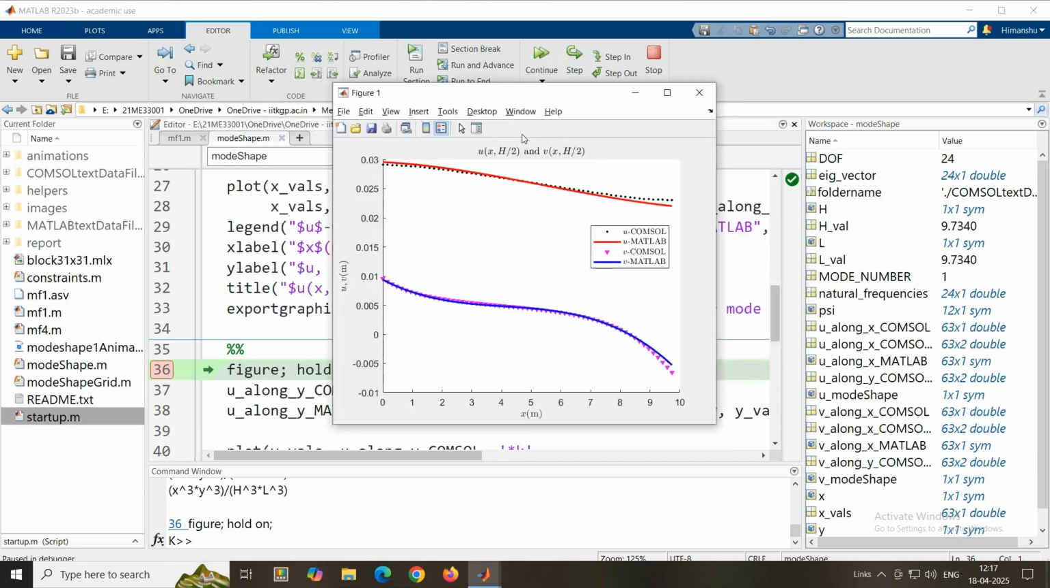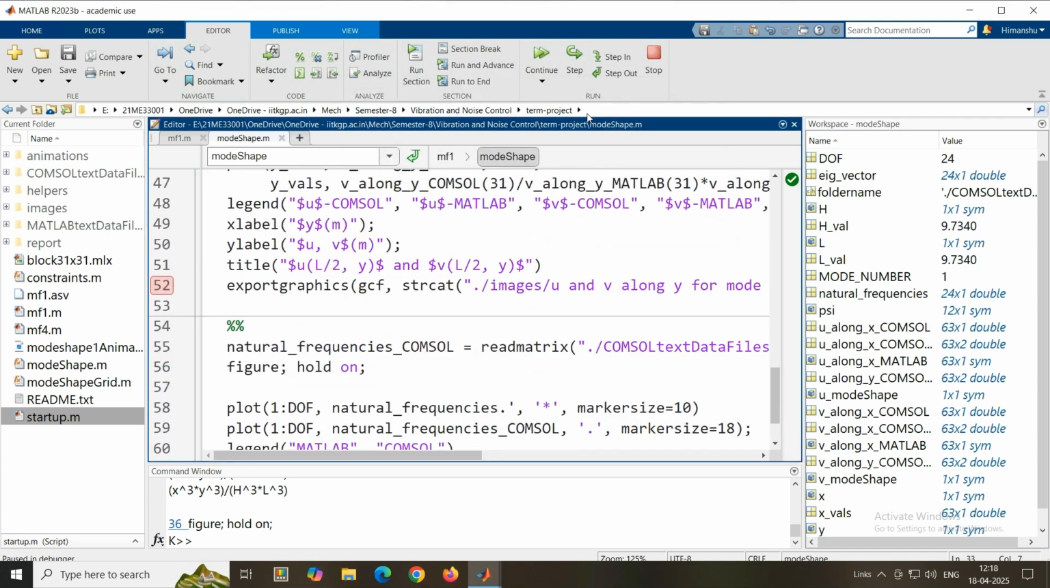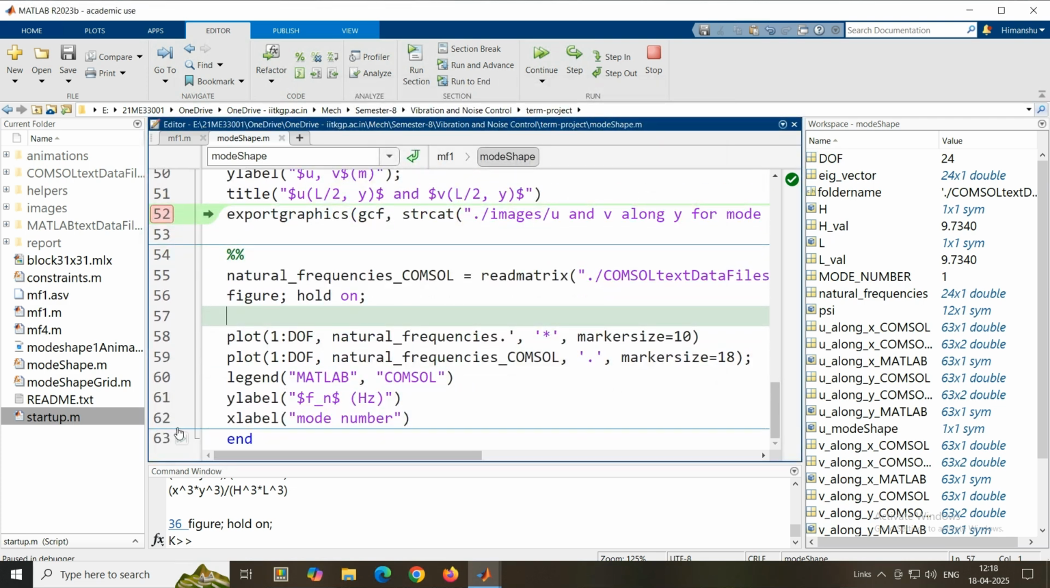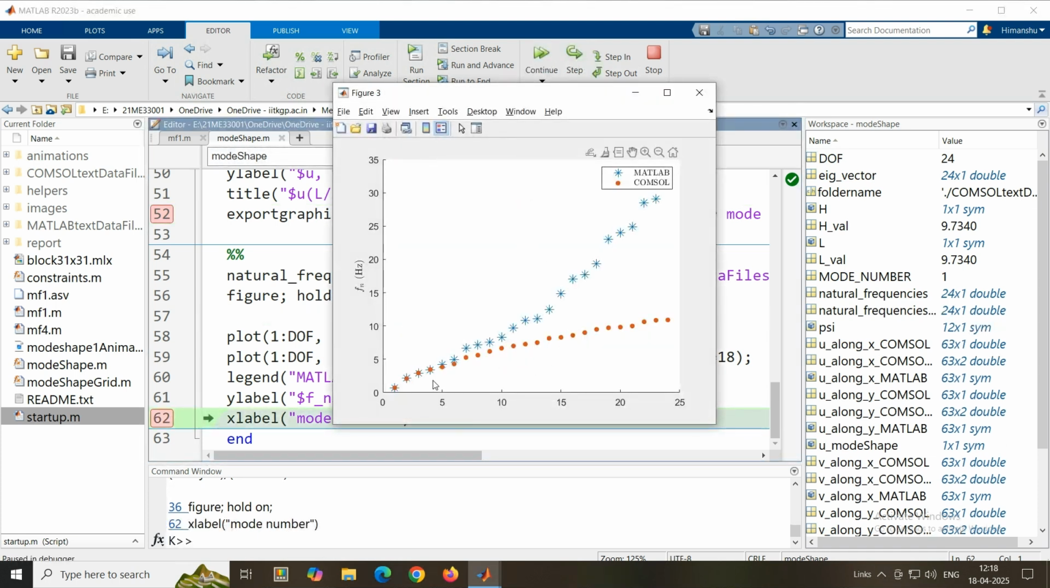So this is the U and V displacement from COMSOL and MATLAB along the y equal to h by 2 line for the first mode shape. Then this is along the x equal to L by 2 line, and here are the natural frequencies. We can see the first 5 or 6 frequencies are matching quite well. After that, the results are diverging.